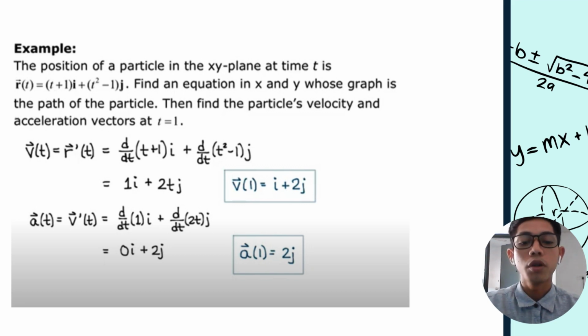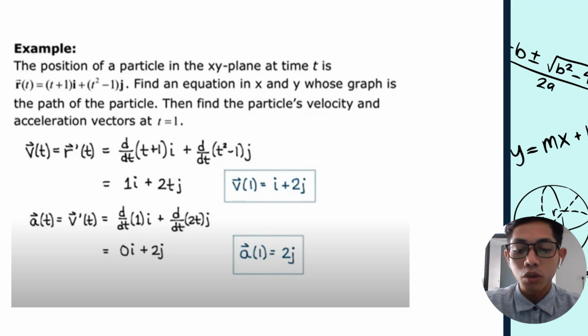For the second part of the problem, find the particle's velocity and acceleration vector at t equals 1. We know that velocity v of t equals r prime of t, the derivative. So v of t equals r prime of t equals d over dt of t plus 1 for the i component plus d over dt of t squared minus 1 for the j component. Taking the derivative gives 1i plus 2tj, using the simple power rule. Now plug in 1 for t: v of 1 equals i plus 2j.